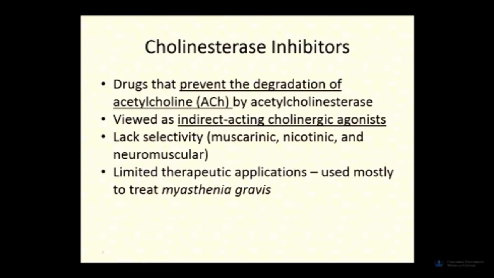Cholinesterase is the enzyme that's responsible for breaking down acetylcholine in the synapse. So when you block the breakdown of acetylcholine in the synapse, you allow for more acetylcholine and more stimulation of the receptors. These drugs, cholinesterase inhibitors, are going to have similar effects as applying an agonist to the receptors that acetylcholine acts on. So they promote stimulation of the receptors. They prevent degradation of acetylcholine.